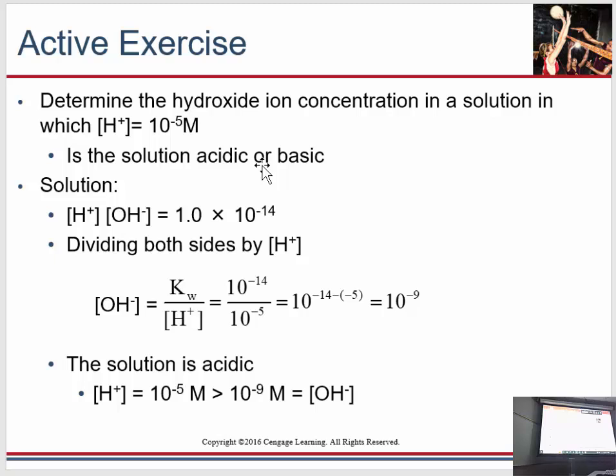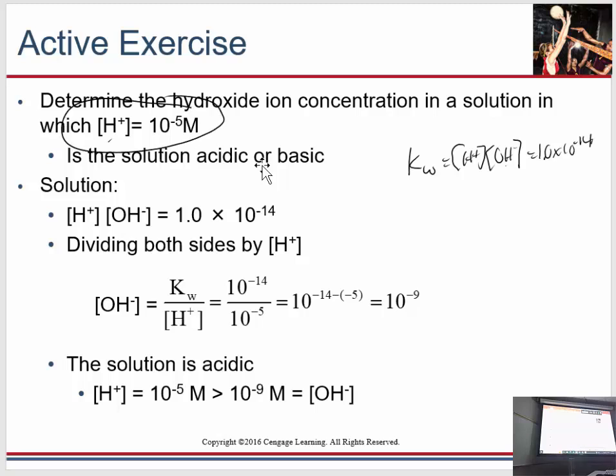So we need some equations here. The equations that we use: Kw is equal to H plus times OH minus, which is equal to 1.0 times 10 to the minus 14. So we could use this: if we're given one of these, we could solve for the other.